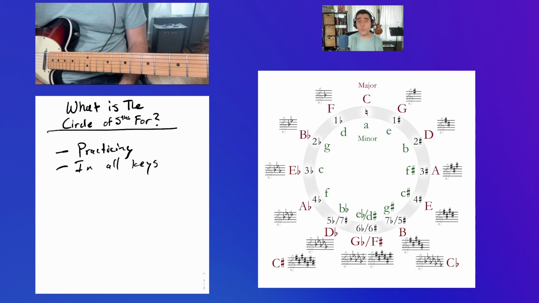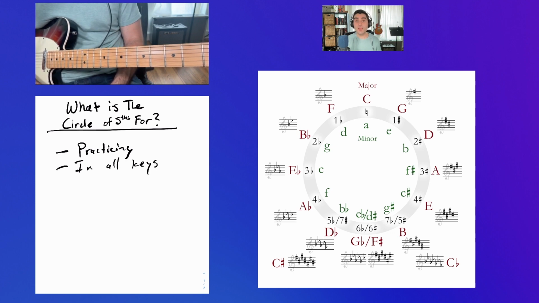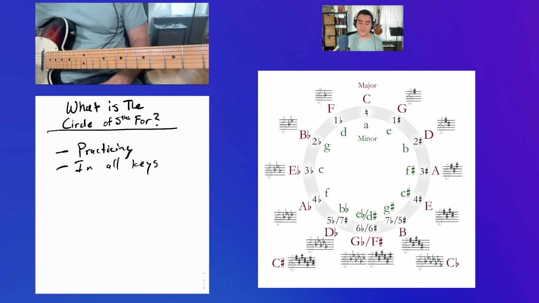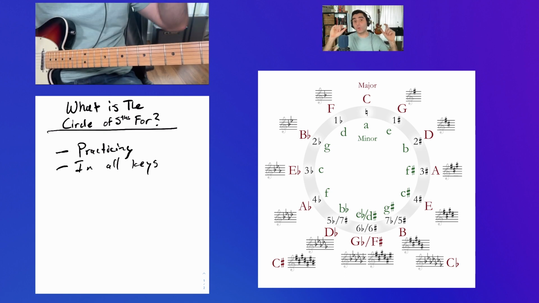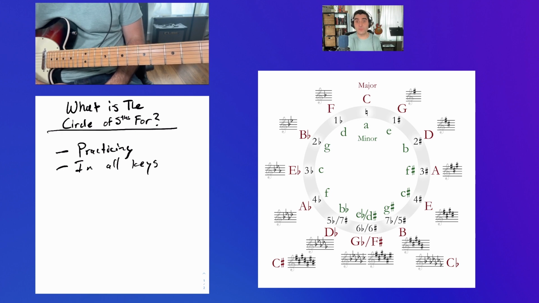Now, why would we even use the circle of fifths to practice all 12 keys instead of, let's say, just moving up a half step every time, okay? So the reason for this is because as we go around the circle of fifths, each of those keys actually only has one note difference between them. So what do I mean by this?